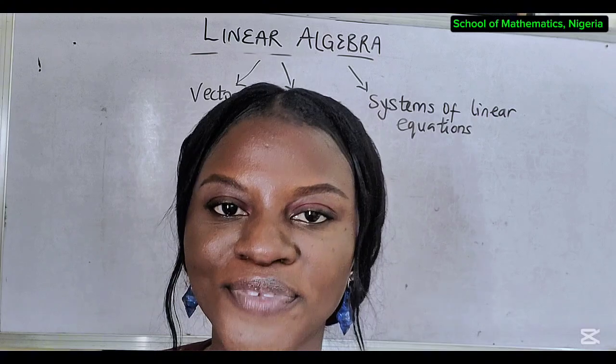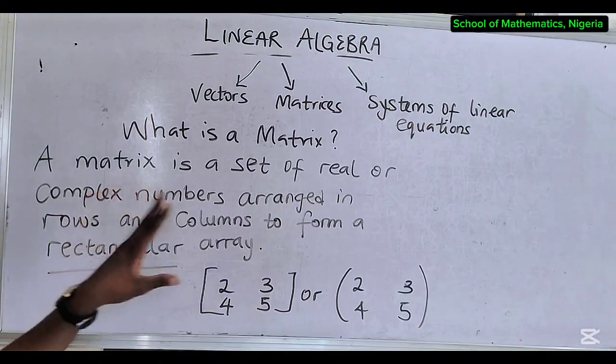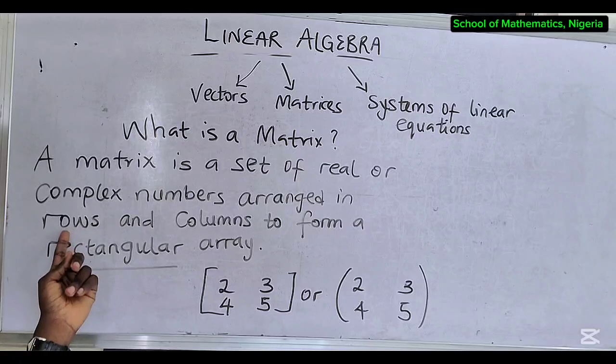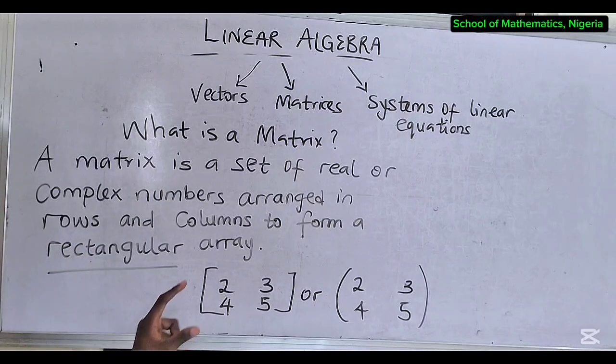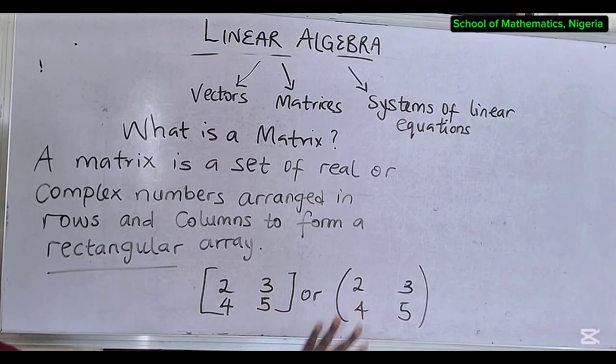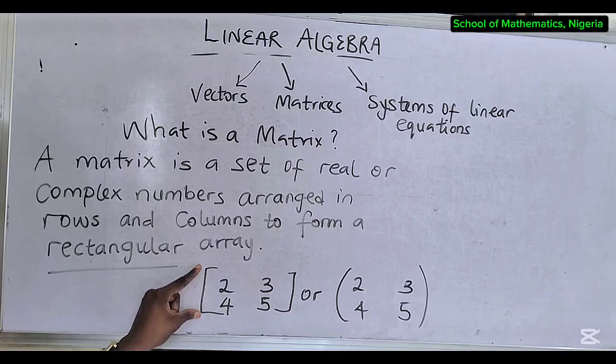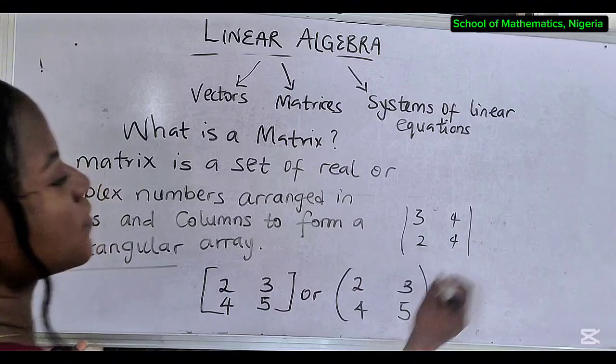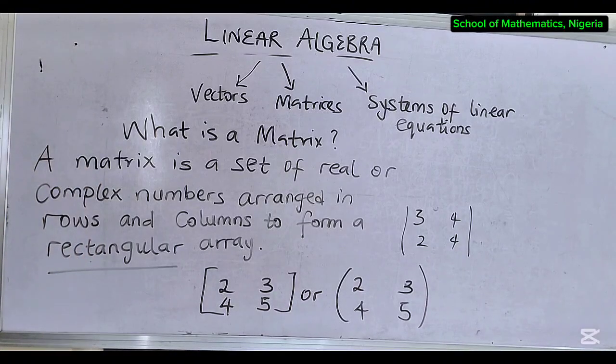We're treating matrices. What is a matrix? A matrix is a set of real or complex numbers arranged in rows and columns. If you've done computer science, you've worked with Microsoft Excel, you've worked with Google Sheets, you should be able to know what columns and rows are, right? You could write it like this in a square bracket or in your braces, whichever one is fine. But in most cases, we're going to work with this. If you do this, people are going to think that you're working with vectors or modulus. So it's advisable that you use this.